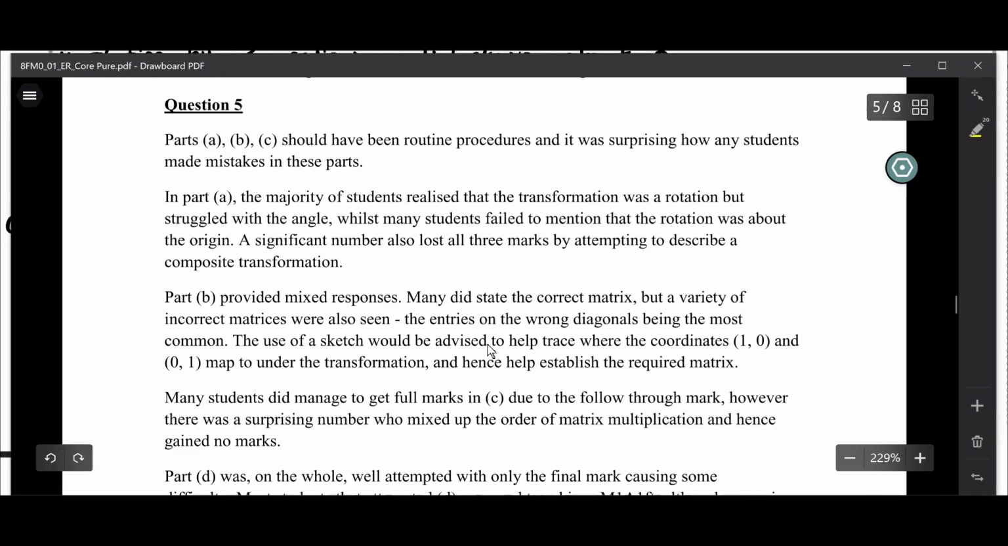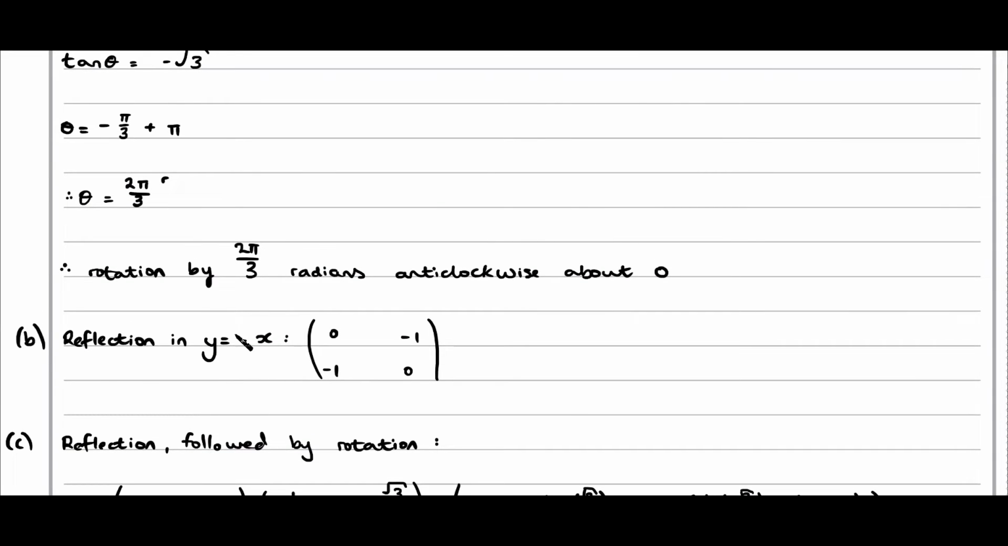The use of a sketch would have been advised to help trace where the coordinates 1, 0 and 0, 1 map under the transformation, and help to establish the required matrix. So what this paragraph is basically saying is, if you have your points 1, 0 and 0, 1, and then apply a transformation, you can see where the new coordinates go after a transformation and then derive a matrix from there. But I think it's a standard result to know that a reflection in the line y equals minus x is given by this.